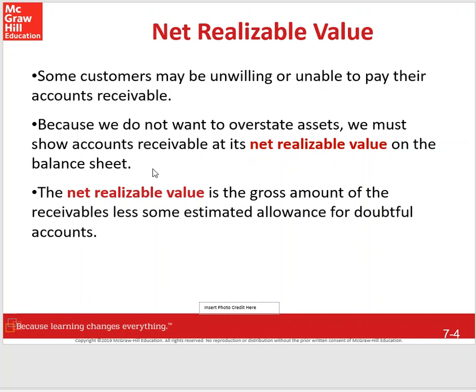As an owner or a manager in a business, we need to be aware of how often that comes up and how much that costs us. And we also need to be very careful that we're not overstating our accounts receivable. We want to show it on the balance sheet at net realizable value, meaning what we actually believe we can collect. Technically, how we compute net realizable value is we're going to take our gross amount of our accounts receivable, so meaning our total in accounts receivable, and then we're going to subtract some estimated allowance for doubtful accounts. So that's the part that we really need to dig in here. What is this allowance for doubtful accounts?